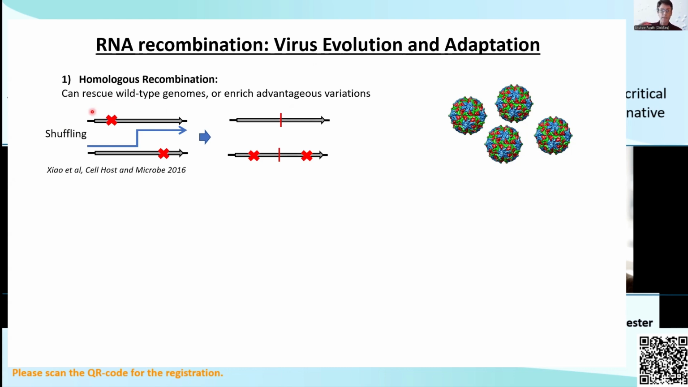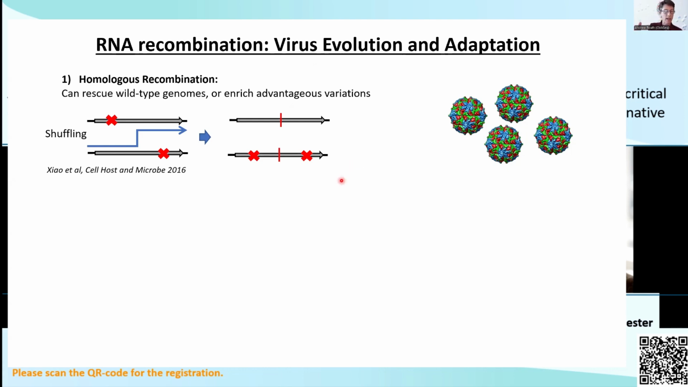Viruses replicate very quickly, and they have to balance the error-prone nature of the polymerase with recombination to allow for the formation of wild-type viruses, as well as to purge deleterious or lethal mutations in the virus. Within a single cell, you might have tens of thousands of copies of a single RNA template being replicated at any one time. So this process of homologous recombination is actually very prolific within a single cell.